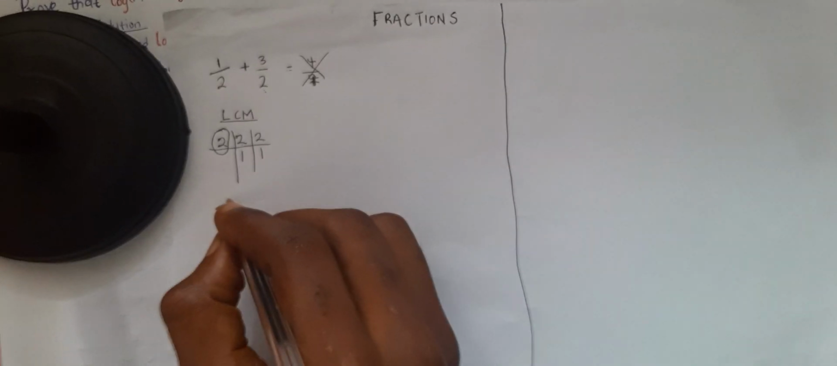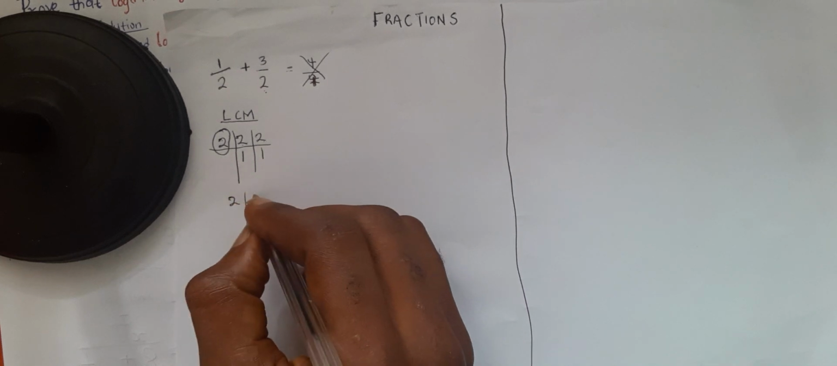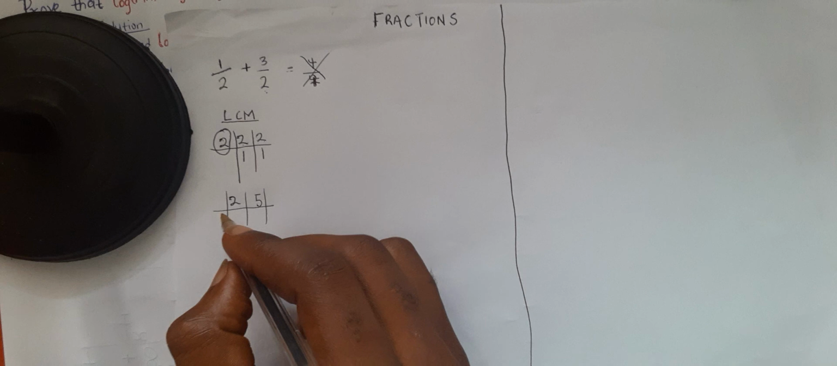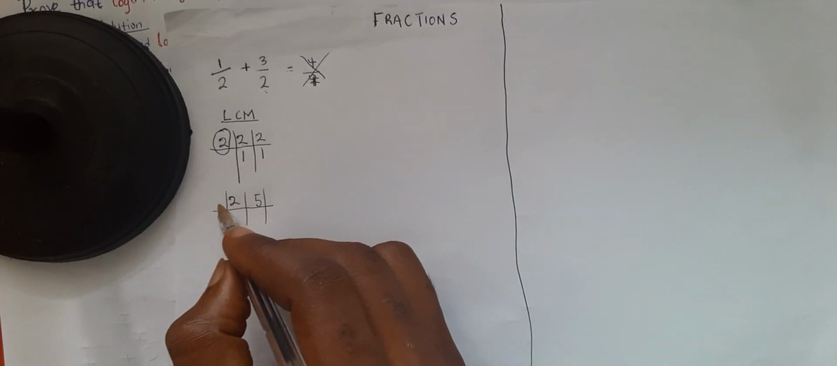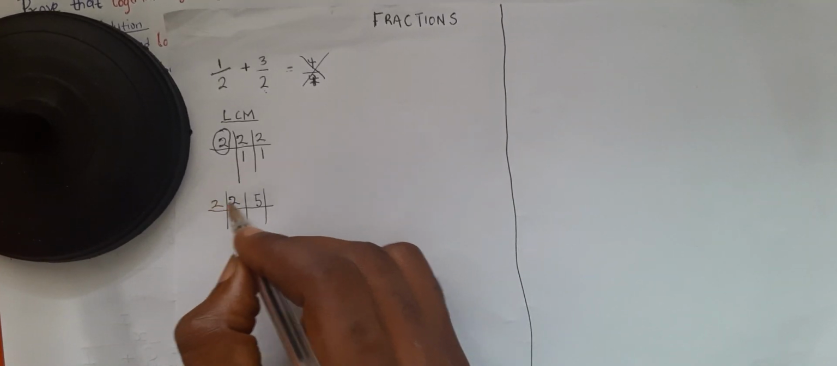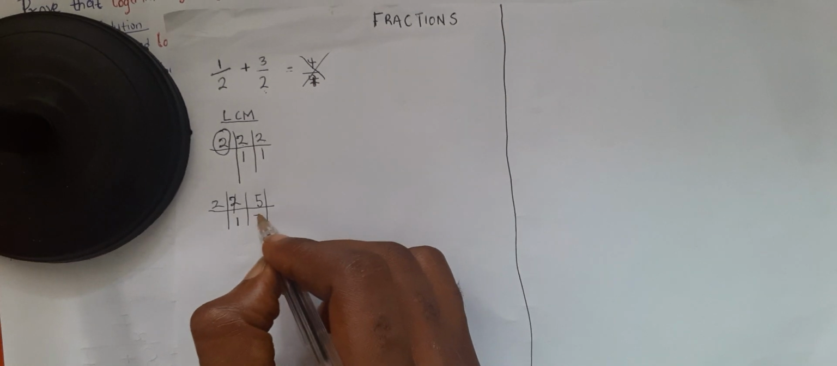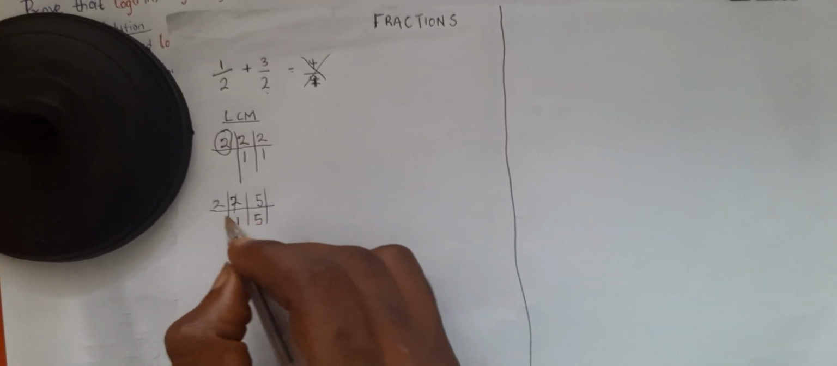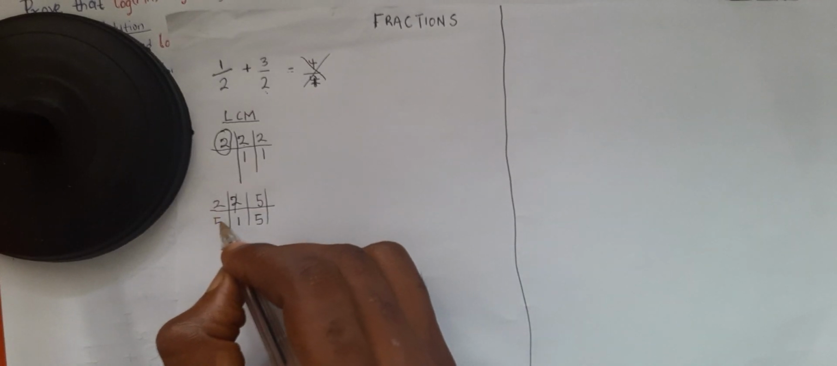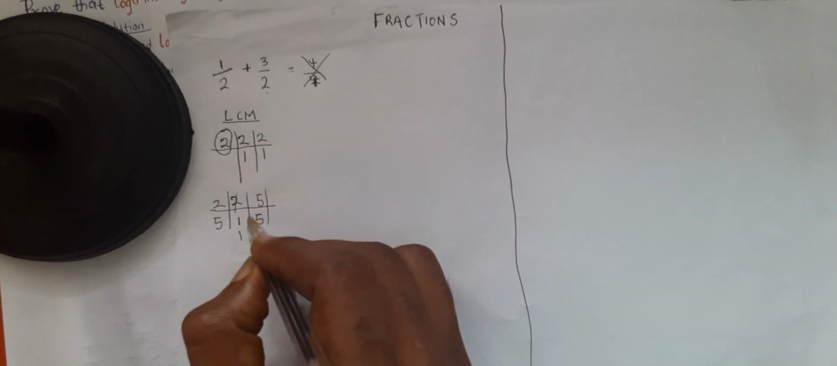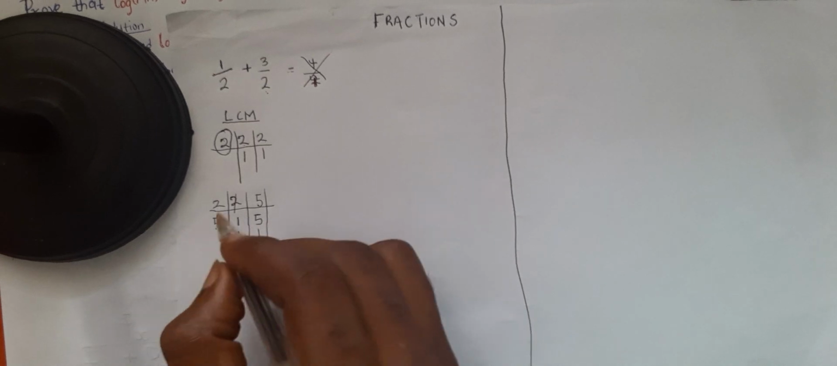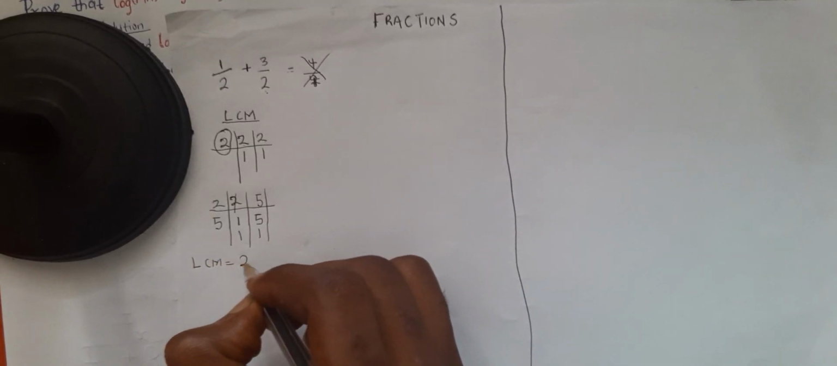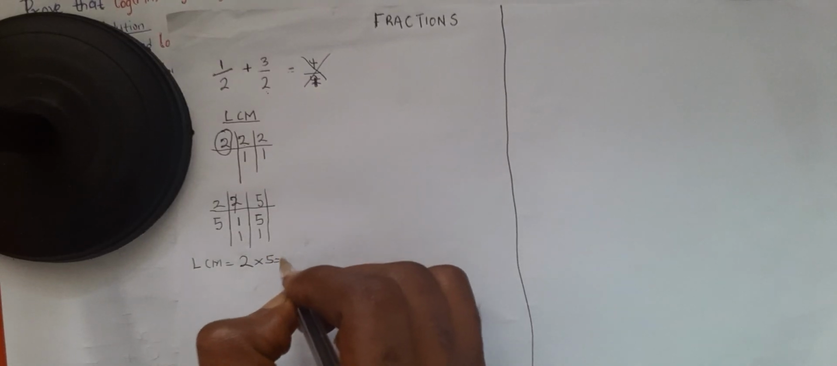Another example, if you were to find the LCM of 2 and 5, among these two numbers, which one can divide? You see that 2 can go. If 2 divides 2, we have 1. 2 cannot divide 5, so we write 5. Again, what can divide 5? Nothing else apart from 5. So if 5 divides, we have 1. Therefore, the LCM equals 2 times 5, which is 10.